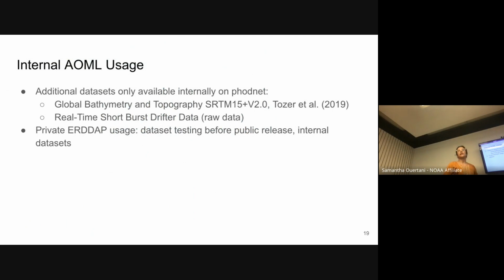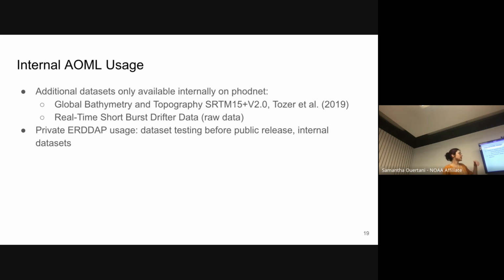So I mentioned earlier that we have a private GDP ERDDAP in addition to a public GDP ERDDAP. They are almost identical in that the private GDP ERDDAP has the same data sets as our public ERDDAP, but it has two additional data sets: a global bathymetry and topography data set and the real-time short burst drifter data set. This private ERDDAP is only available if you have access to FODNet.